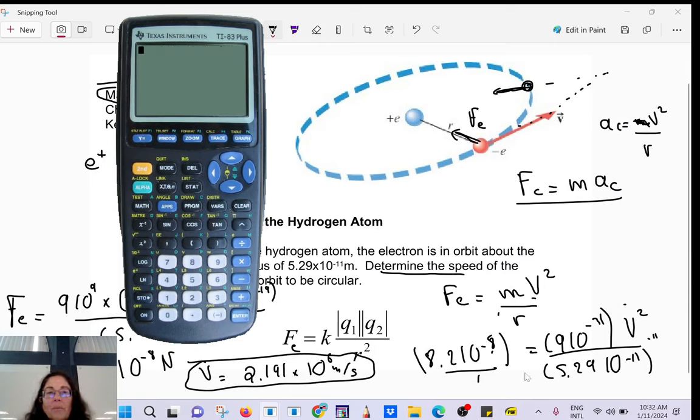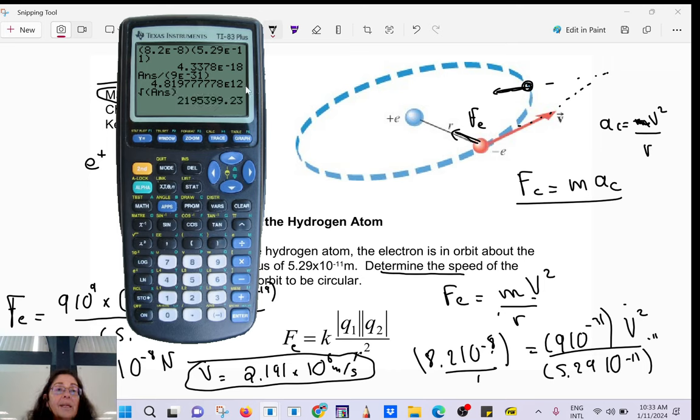Okay, so for v squared, you multiply both sides by the same thing. So it's going to be 8.2 times 10 to the negative 8, and just a review of scientific notation, times 5.29 times 10 to the negative 11. Enter. Then you divide by, open the parenthesis, 9 times 10 to the negative 31, and then you take the square root. And you find, 1, 2, 3, 4, 5, 6, 10 to the 6. It's the typical speed for an electron.